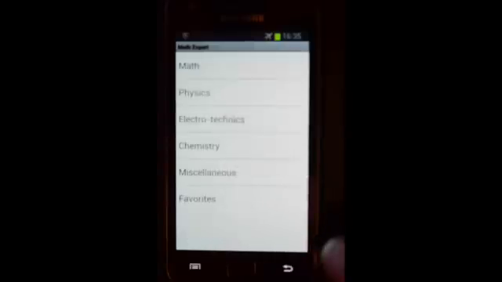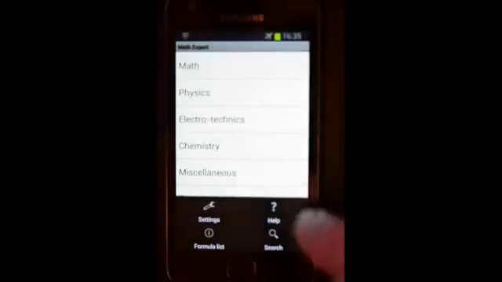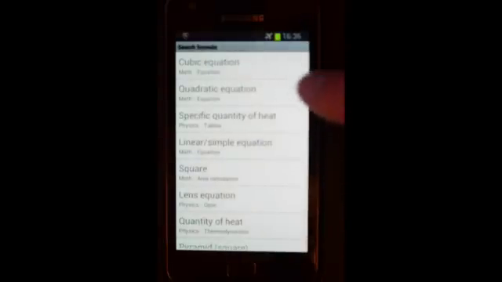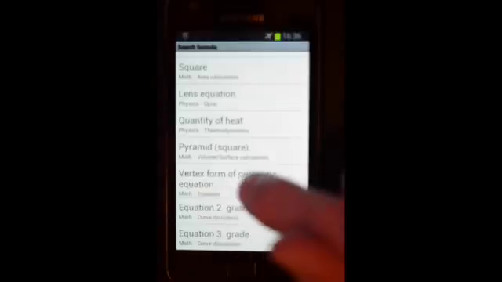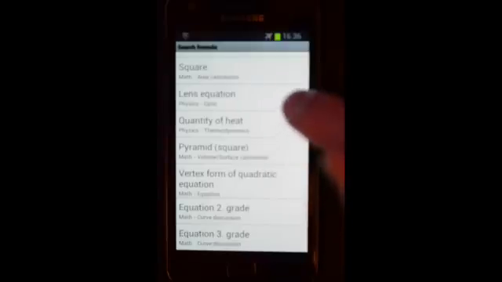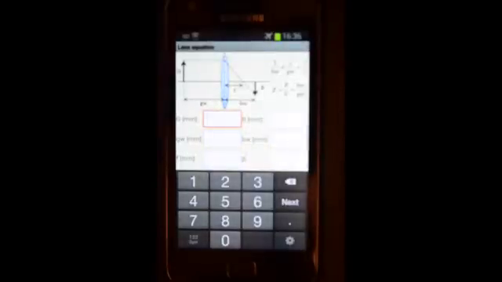You can search a formula by name with the menu search. For example, we insert go. So a list of all formulas containing the search pattern will be displayed. You can also see the category and the subcategory of the formula. This is an easy way to find a formula if you don't know the category or subcategory. So you can select it and you directly go to the input formula.